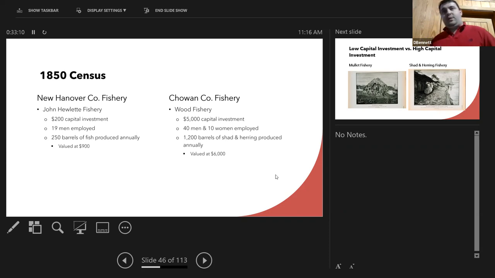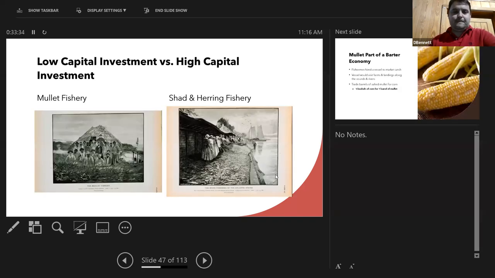The Wood family, which had plantations in Chowan County, had a large fishery with a $5,000 capital investment, and they had 40 men and 10 women, so 50 employees. And they were producing 1,200 barrels of fish valued at $6,000 annually. So there's some big differences there in investment.